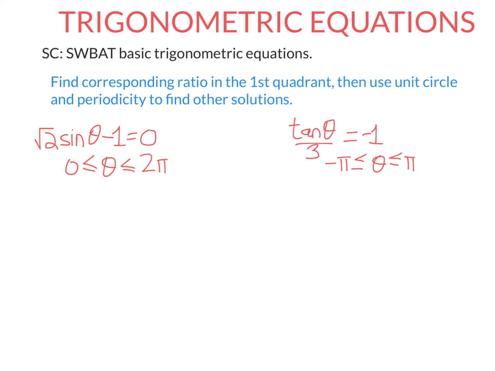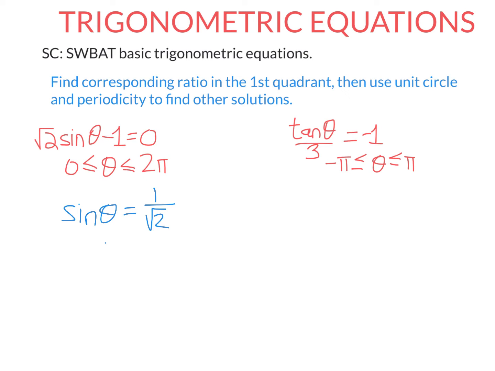Root 2 sine theta minus 1 equals 0. So we want theta by itself. So we're going to undo what's been done to theta. So what we're going to do is add 1 to both sides and then divide by root 2. So we get sine theta equals 1 on root 2.